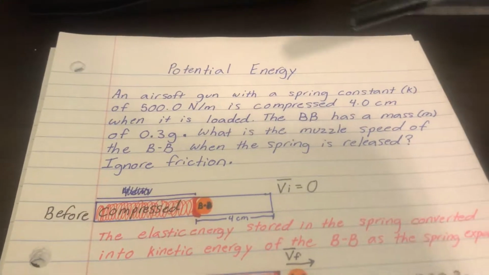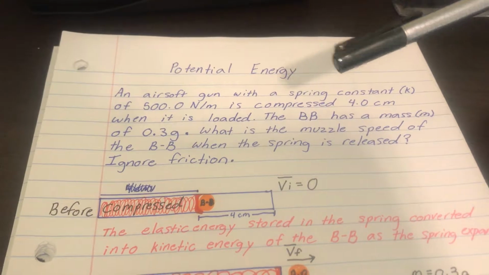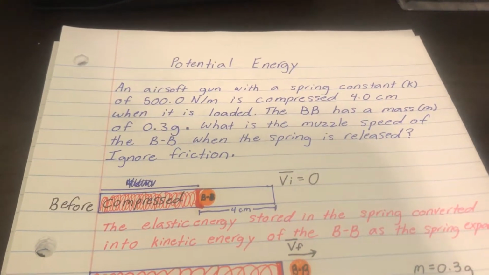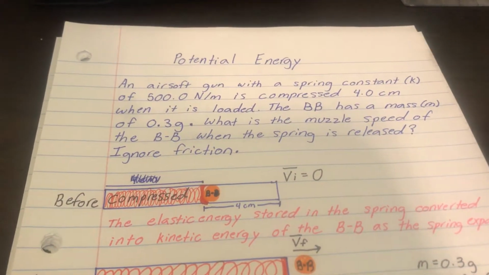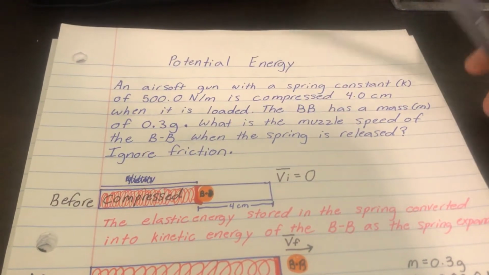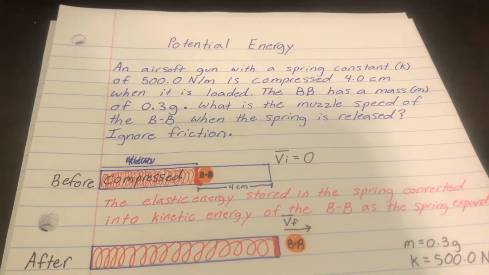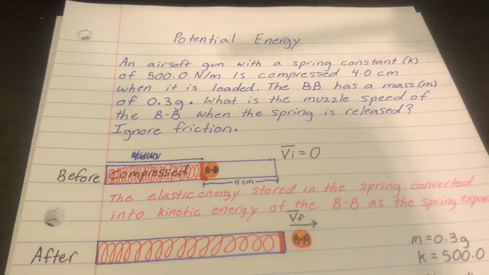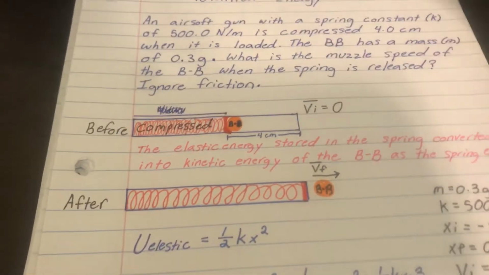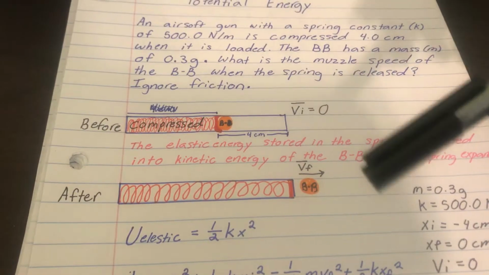This is my potential energy reassessment. An airsoft gun with a spring constant of 500 newtons per meter is compressed 4 centimeters when it is loaded. The BB has a mass of 0.3 grams. What is the muzzle speed of the BB when the spring is released? Ignore friction.